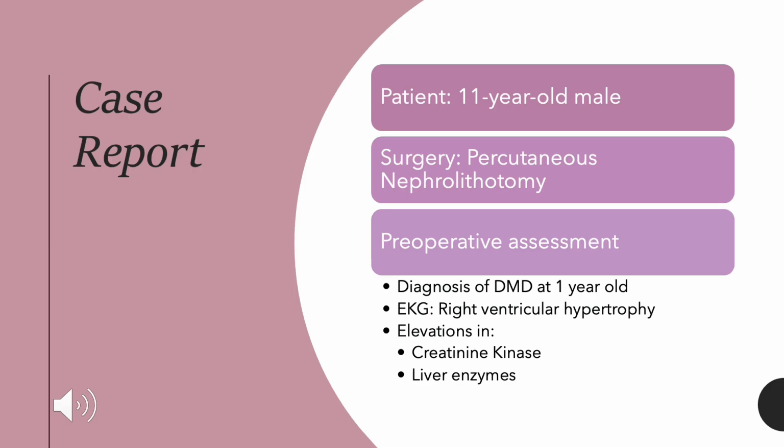All right, so now getting into the case report like we just spoke about, this is about an 11-year-old male who was diagnosed with DMD at 1 year old. The surgery is a percutaneous nephrolithotomy, so a pretty straightforward case. And the preoperative evaluation and assessment found significant findings with the EKG. So there was right ventricular hypertrophy, which we spoke about earlier as an increased risk and something to look out for in this patient population. And there were elevations in the creatine kinase and liver enzymes with the ASTs and ALTs as well.